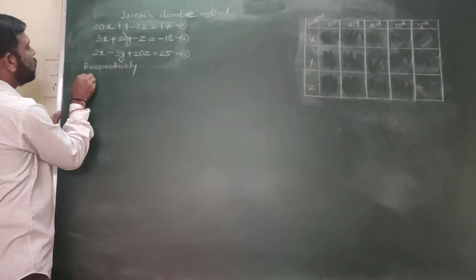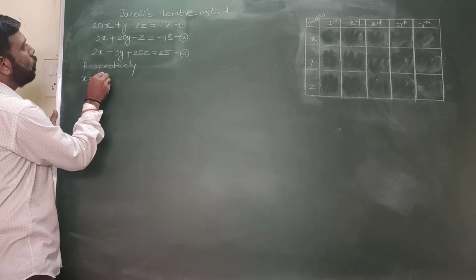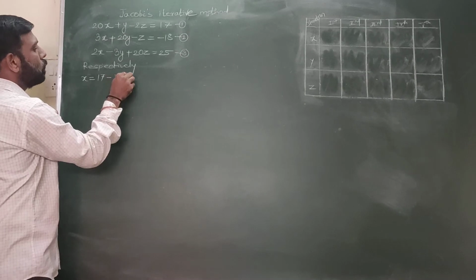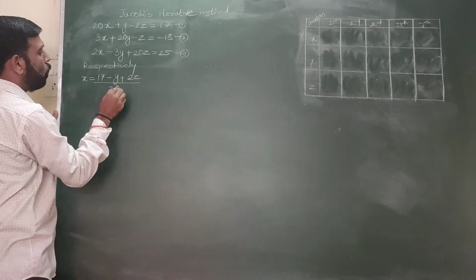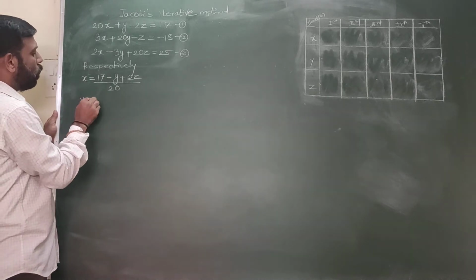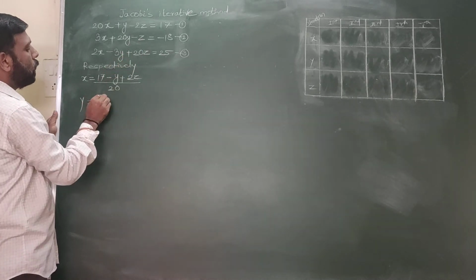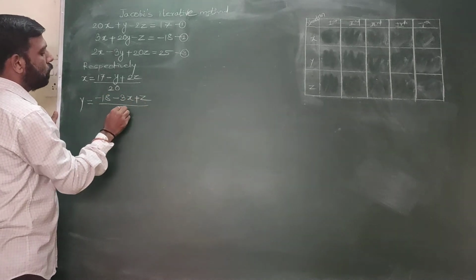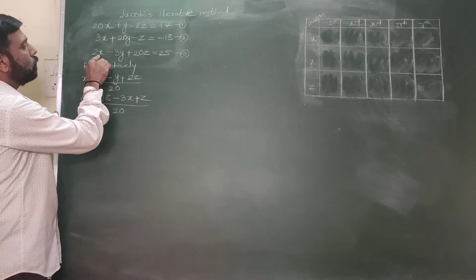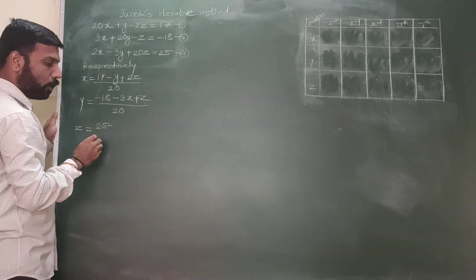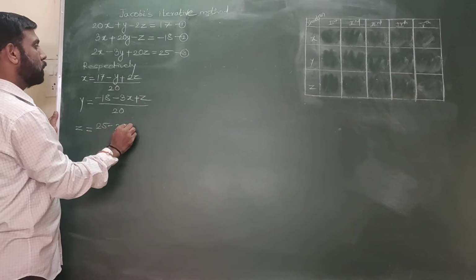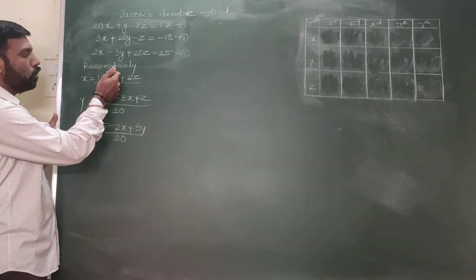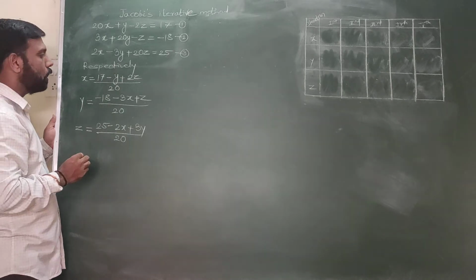the first equation in the form of x equals 17 minus y plus 2z upon 20. y equals minus 18 minus 3x plus z upon 20. Now z equals 25 minus 2x plus 3y divided by 20. So these become the x, y, z equations respectively.